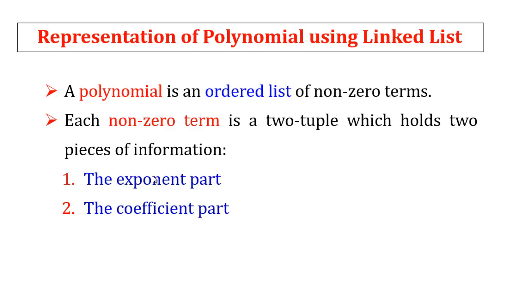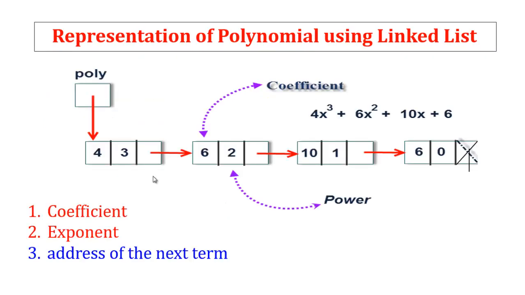Each non-zero term is a two-tuple which holds two pieces of information. One is called the exponent part, the second is called the coefficient part. That is, in 10x power 2, 10 is the coefficient and 2 is called the exponent. That is a representation of a polynomial. We already explained these concepts: what is coefficient, what is exponent, and what is the address of the next term. This is called the address of the next term. Have you understood this representation?